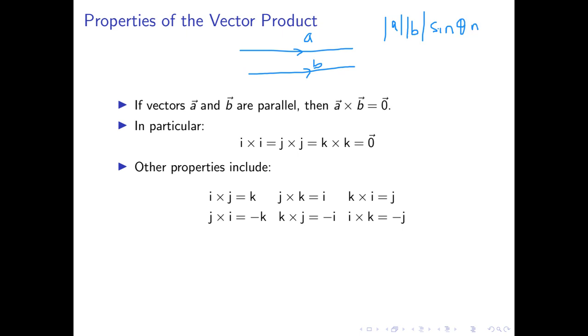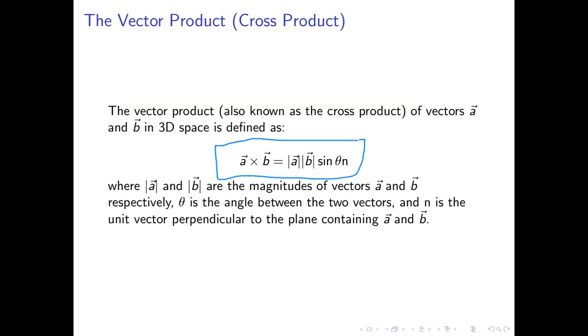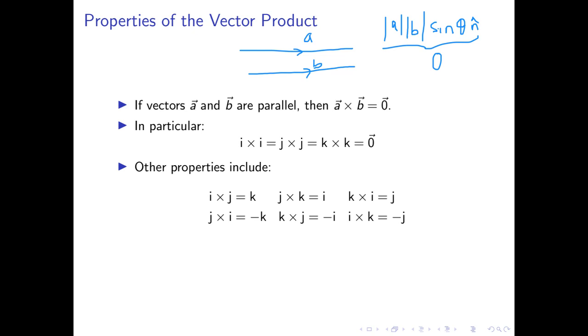We can do this. What is theta for this case? Theta between these two is what? It is 0. So what is sine 0? That is what we'll use in this case to simplify it. So if you do sine 0, it's going to be 0, and 0 multiplied by this is 0. That's the cross product of parallel vectors.